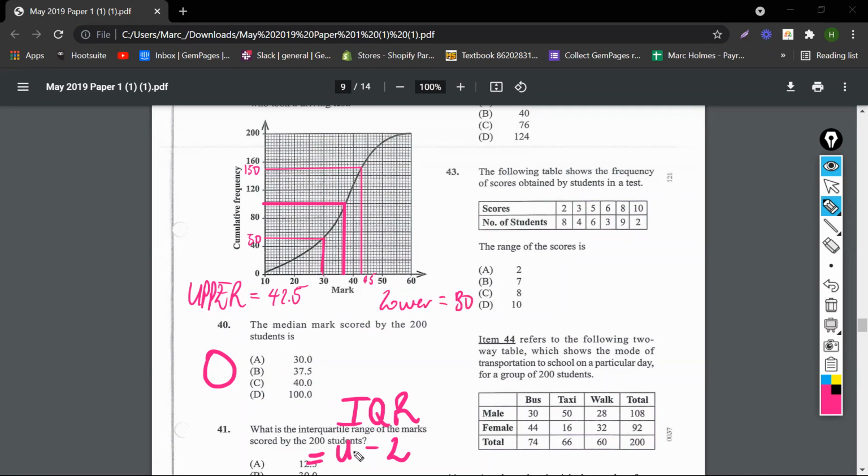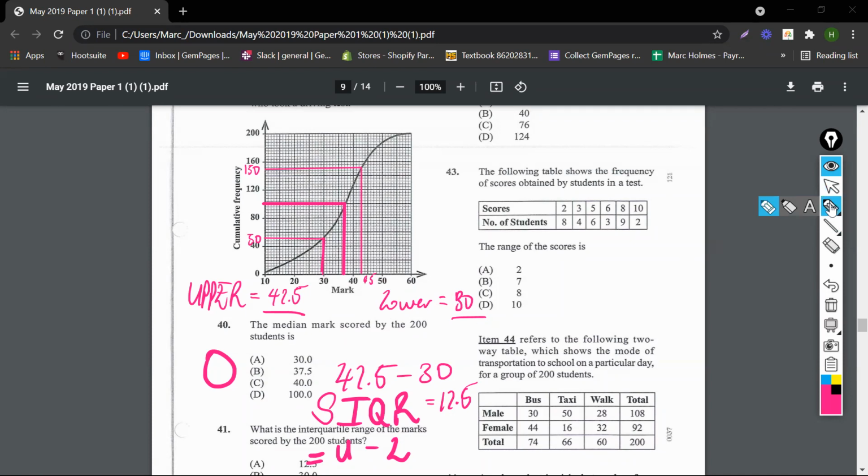Cool. So to find the IQR, remember it's the upper minus the lower. So it's 42.5 minus 30. And the answer would be 12.5. That's how you find the semi-interquartile range, guys, or the interquartile range. It's always the upper minus the lower.